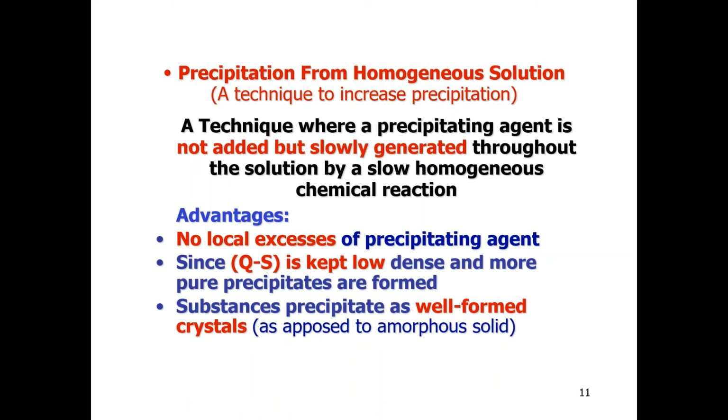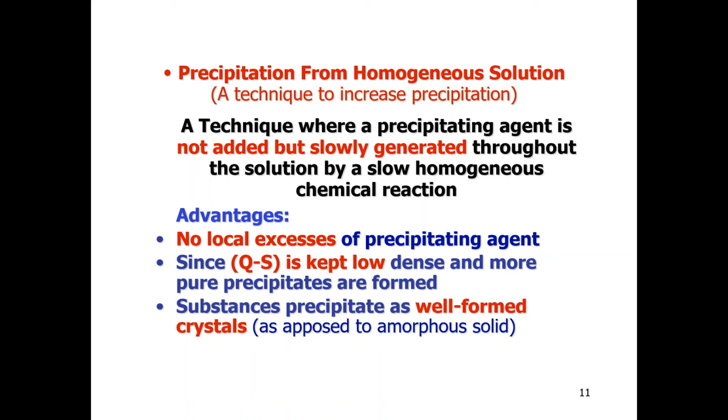You have to listen to me quite carefully. This is a technique where a precipitating agent is not added but slowly generated throughout the solution by a slow homogeneous chemical reaction. Let's put it this way: when you are adding the precipitant, you are not adding it in one shot. If you add everything in one shot, it will keep the Q very, very high.